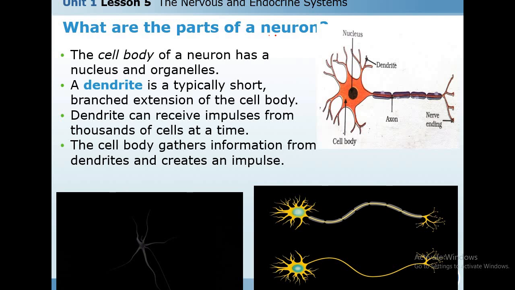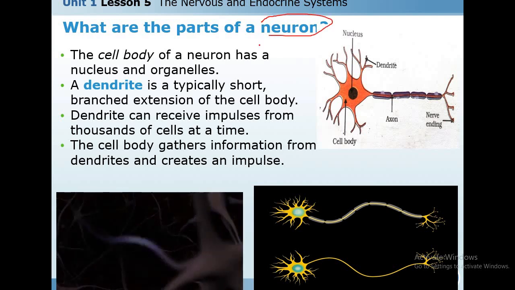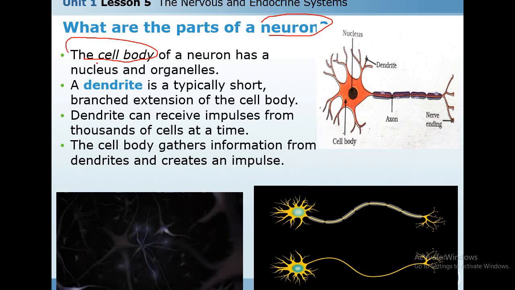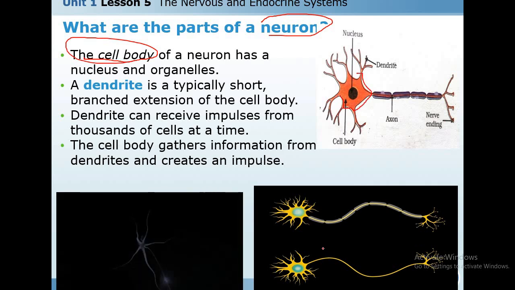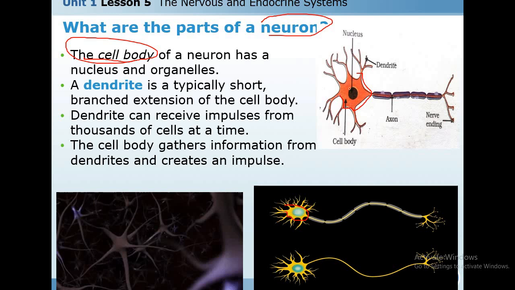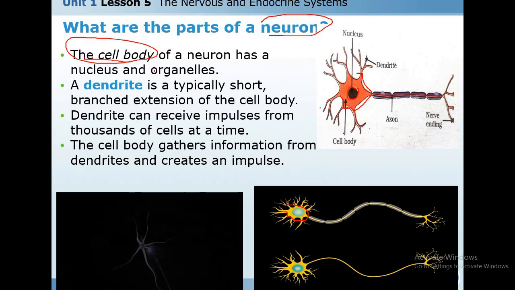What are the parts of a neuron? A neuron is a nervous cell, so it's a cell. So what are the parts inside the neuron? There is a cell body in the neuron. This is called the cell body, this orange one, this yellow one. This is the cell body of the neuron. It has a nucleus inside it, and other organelles. So the cell body has a nucleus and organelles.